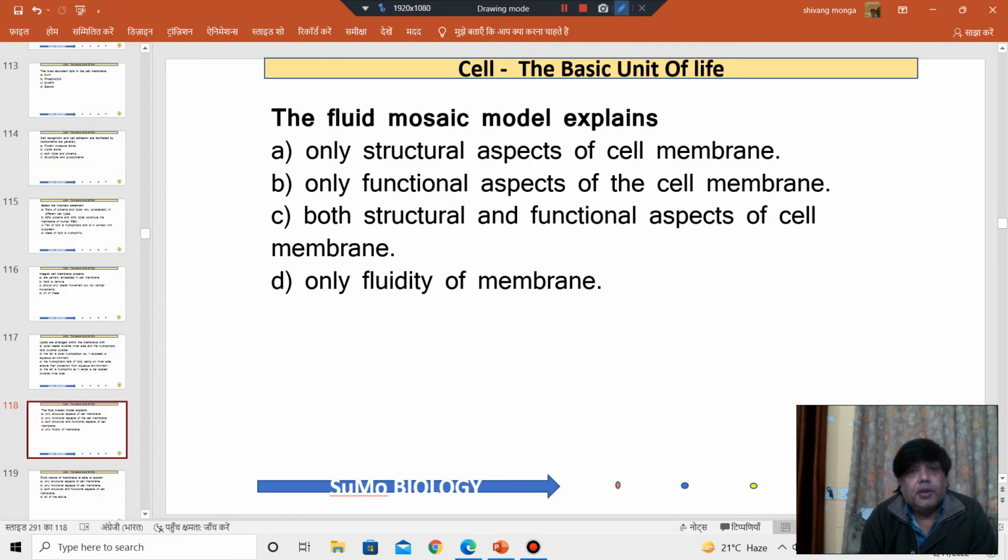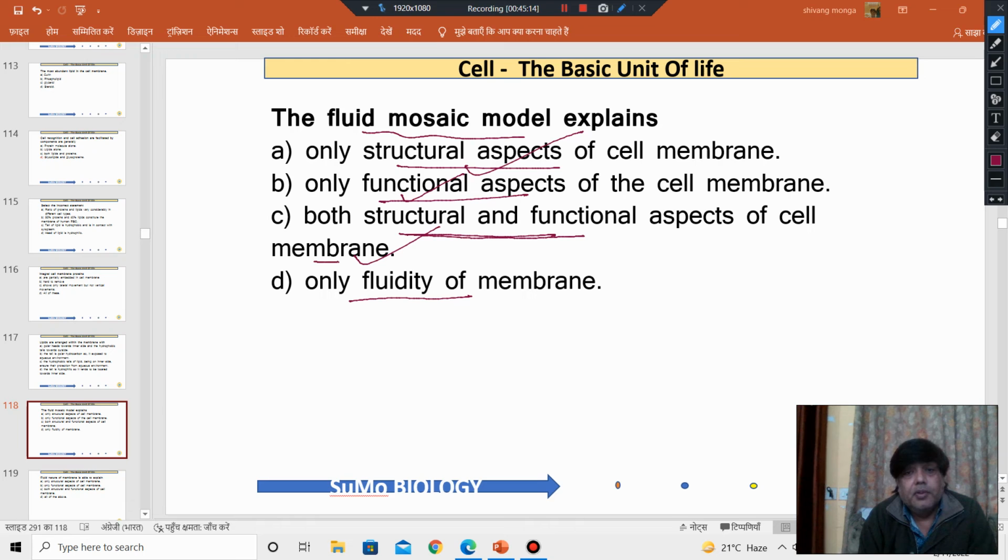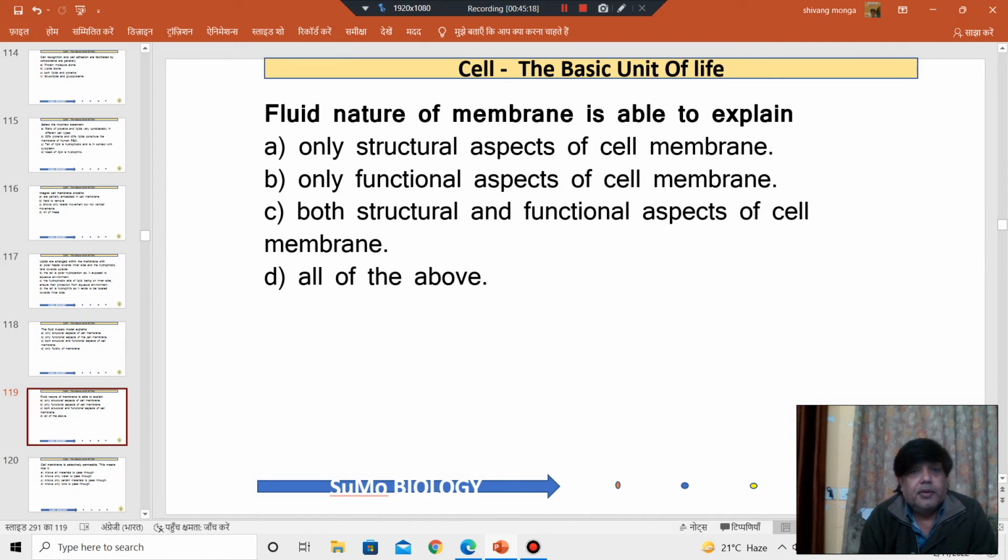The fluid mosaic model explains the structural aspect. It also explains fluidity, secretion, repairing, growth, all these functions. Endocytosis can be explained on the basis of the fluid mosaic model, both structural and functional, not only fluidity. So you should go with both the structural and functional aspects of the cell membrane. The fluid nature of the membrane is able to explain it.